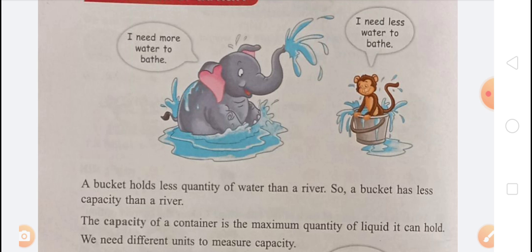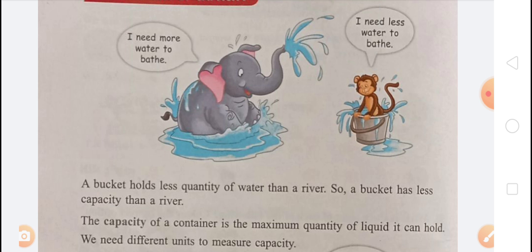And the capacity of a container is the maximum quantity of liquid it can hold. If any container holds 1 liter water, then the capacity of this container is 1 liter. Suppose that a container can hold 25 liter water, so the capacity of the container is 25 liter. Okay, and we need different units to measure capacity.